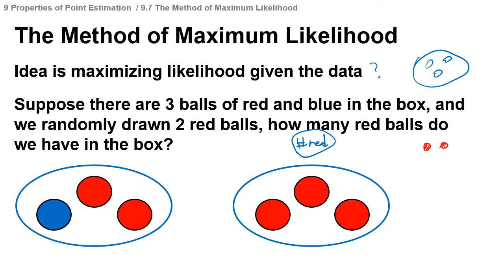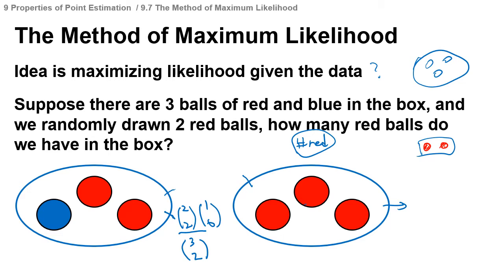So from the data we choose 2 red balls, and what would be the situation? We can calculate the likelihood, how likely we can sample 2 red balls in this situation. In this situation we are choosing 2 balls from 3 balls: from 2 red balls we choose 2, from 1 blue ball we choose 0. So this is the probability for this situation.